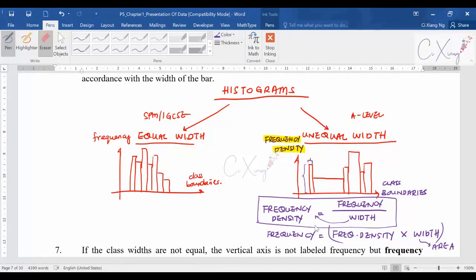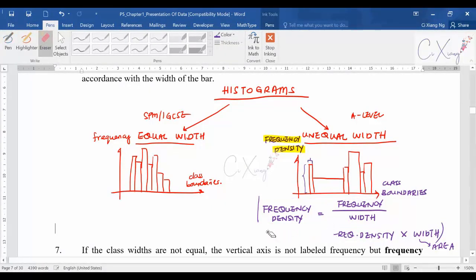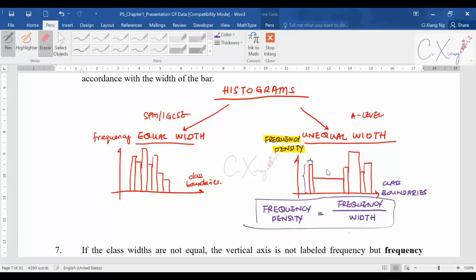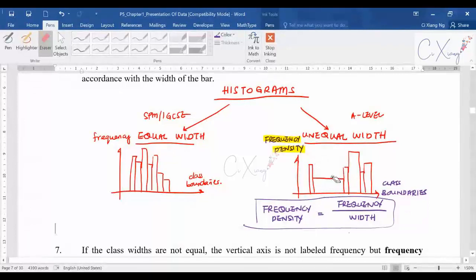No matter how, to me, the most important thing is you need to know what is the meaning, or what is the formula for the frequency density, because we are going to use it to calculate and draw the histogram later. So this is the difference between the histogram with equal width and histogram with unequal width. For A level, they prefer to ask students about the unequal width histogram, so make sure that you know all the details here. Later, of course, I will show you how to draw it out in detail.